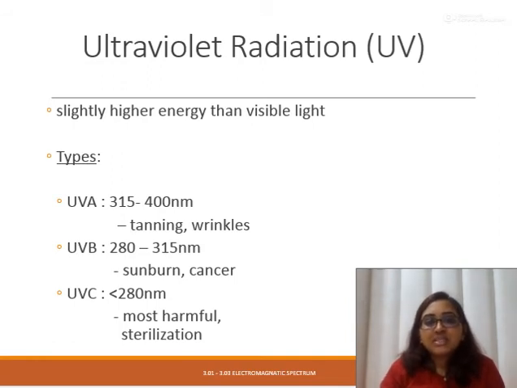UV radiations possess slightly higher energy than visible light. There are 3 different types of UV radiations: UVA, UVB and UVC. UVA radiations cause tanning and wrinkling, and they lie in the spectrum of 315 to 400 nanometers. UVB causes sunburns and cancer, and it lies in the spectrum of 280 to 315 nanometers.